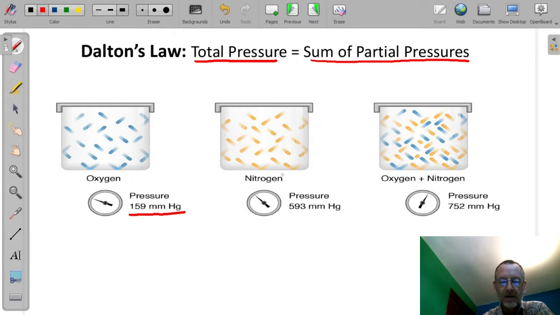And here is another container with only nitrogen, and the partial pressure of that is 593. So the total pressure is the sum of both of those. You take the 159 plus the 593 and you get 752. Sort of an easy graphic for this idea of Dalton's law: the sum of all the individual partial pressures that make up the total.